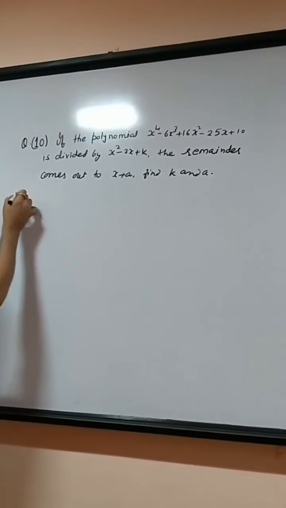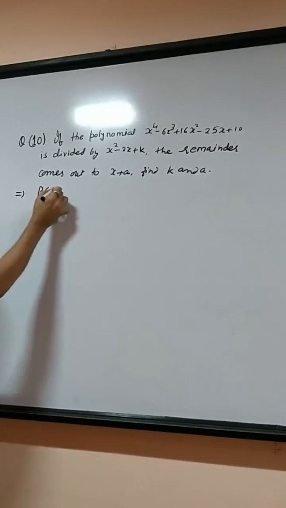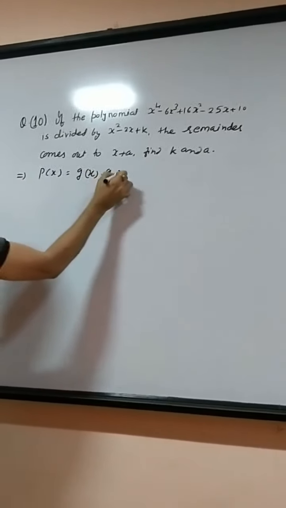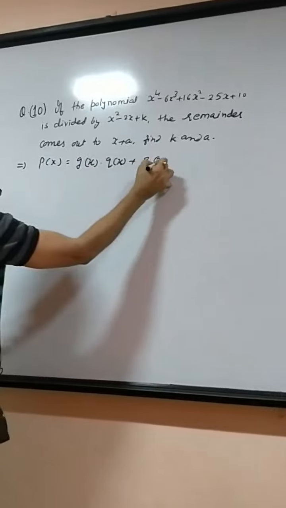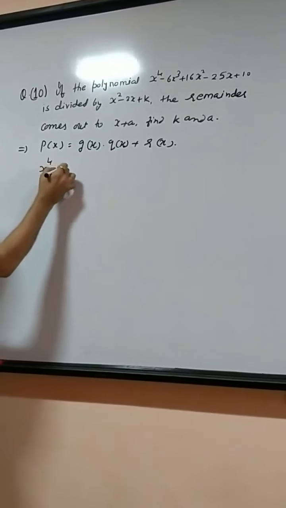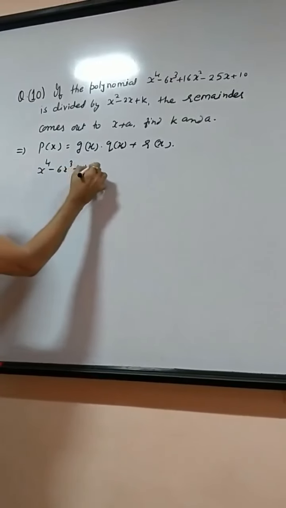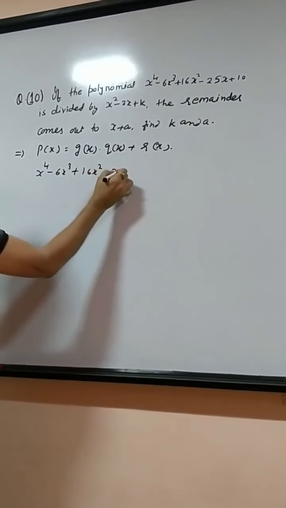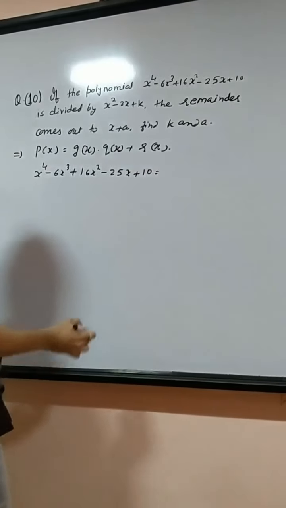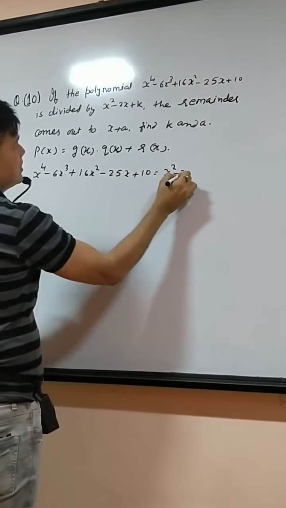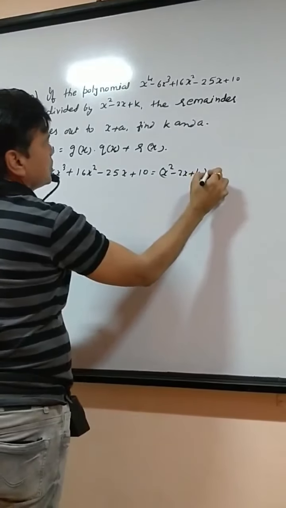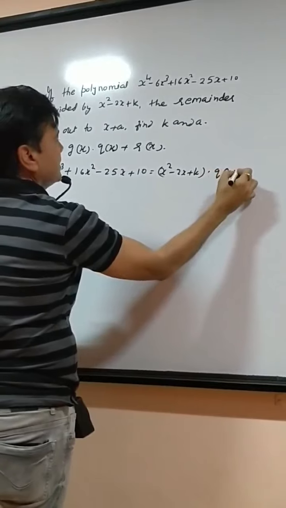So first, p(x) is equal to g(x) into q(x) plus r(x). What is the polynomial? x^4 minus 6x^3 plus 16x^2 minus 25x plus 10 is divided by g(x), x^2 minus 2x plus k. The remainder comes out to x plus a. The quotient is not given.